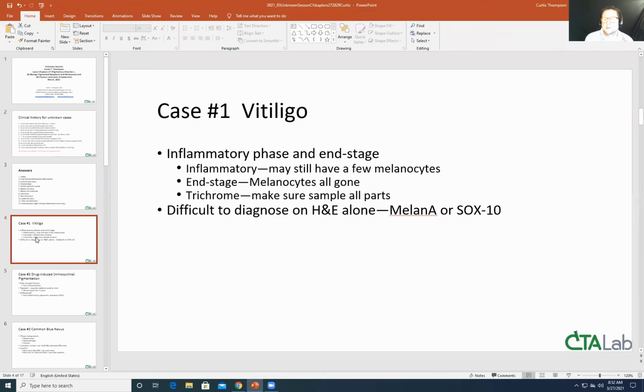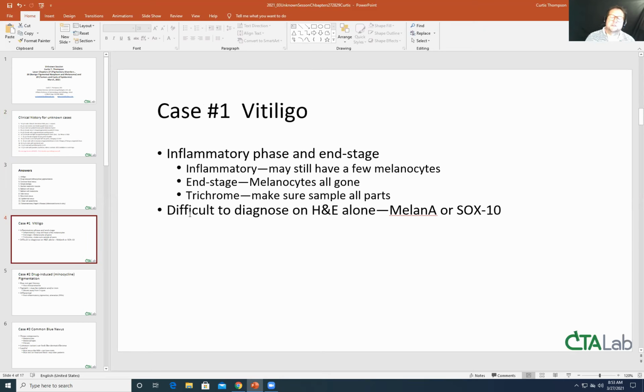There's an inflammatory stage and an end stage. During the inflammatory stage, you may still have a few melanocytes. And as I said, you may have different amounts of melanin still present depending on the patient's skin type. There's an old concept called trichrome where it was not pigmented, partially pigmented, and entirely depigmented, and people thought you needed to sample all parts. That's not necessarily true. My recommendation is sample the end stage.